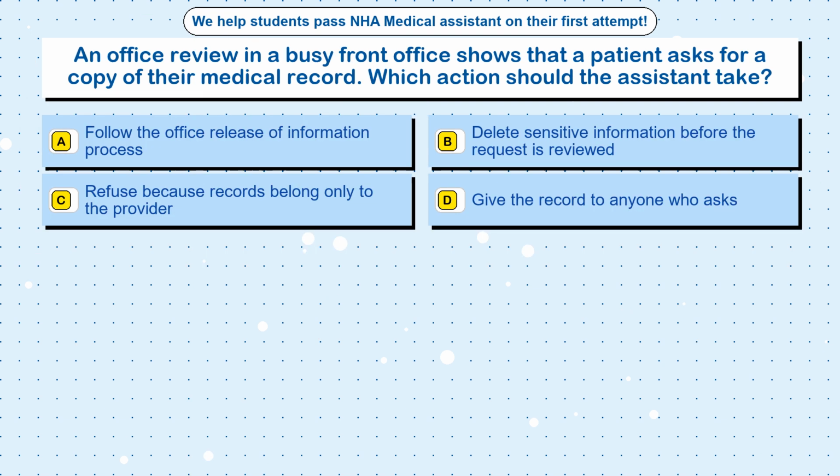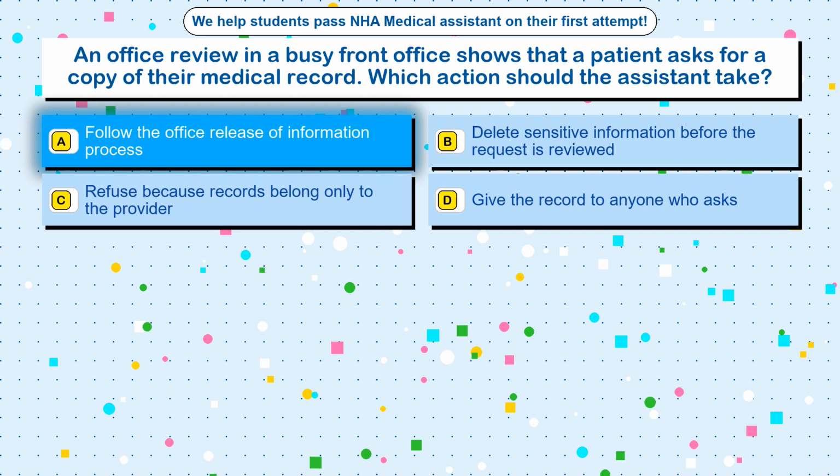Question 9. An office review in a busy front office shows that a patient asks for a copy of their medical record. Which action should the assistant take? Option A, follow the office release of information process. Option B, delete sensitive information before the request is reviewed. Option C, refuse because records belong only to the provider. Option D, give the record to anyone who asks. The correct answer is option A, follow the office release of information process.